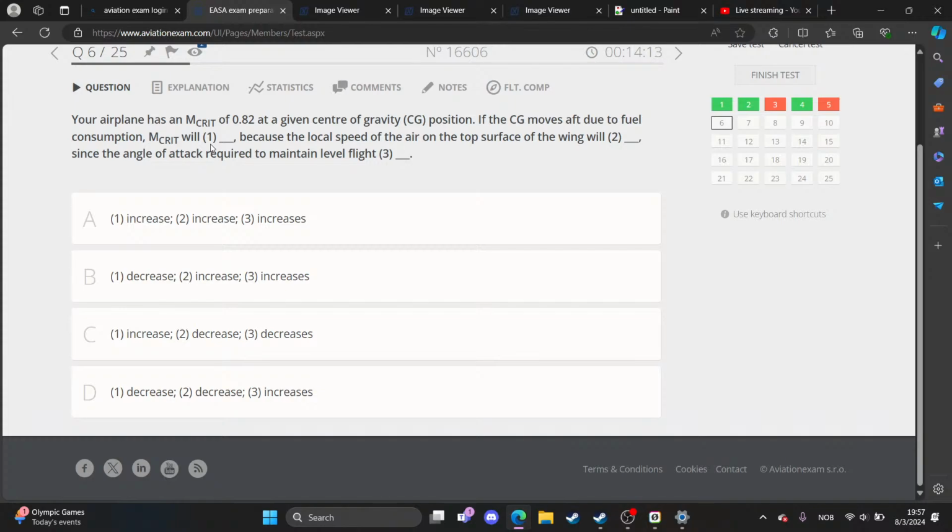I think about this. If we have a heavier aircraft, that means we need a higher angle of attack, which means less mcrit. So less fuel means higher mcrit. So it's either A or C, Alpha or Charlie, because the local speed of sound of the air on top of the surface will be constant. What do you mean?